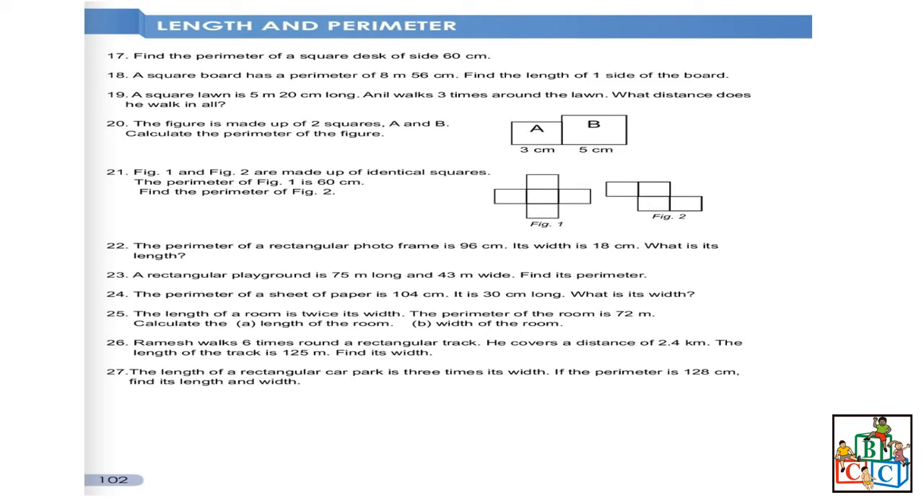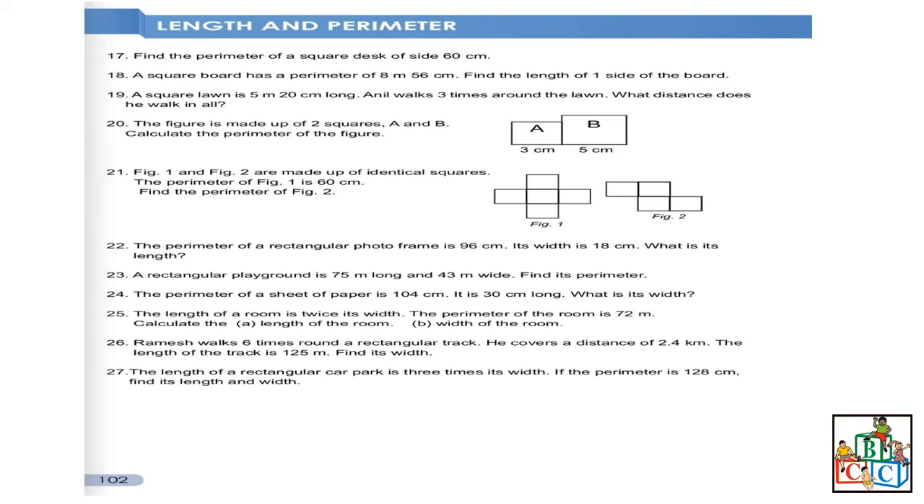So you have the perimeter is equal to 104. The length is equal to 30. How will you calculate the width? Number 25. The length of a room is twice its width. The perimeter of the room is 72 meters. Calculate the length of the room and the width of the room.